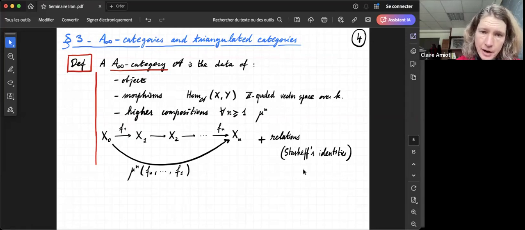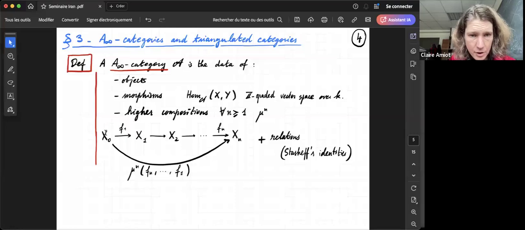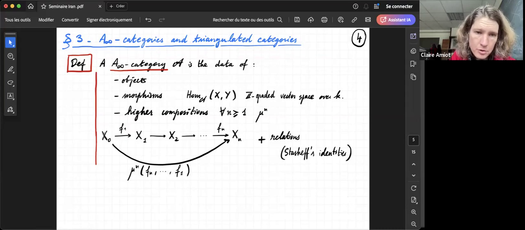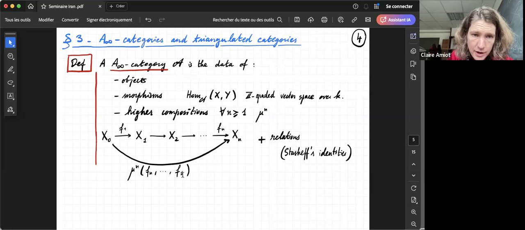And I have some higher composition. For any n greater than 1, I have some composition mu n. If I am given n composable morphisms, one morphism from x0 to x1, one morphism from x1 to x2, etc., one morphism from xn minus 1 to xn, I can compose them by applying this operation mu n of fn to f1. And this mu n of fn to f1 is a morphism from x0 to xn.